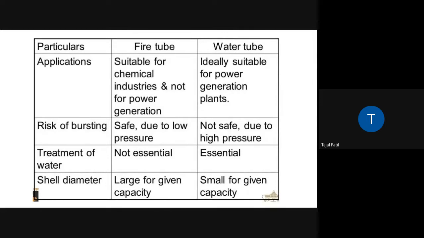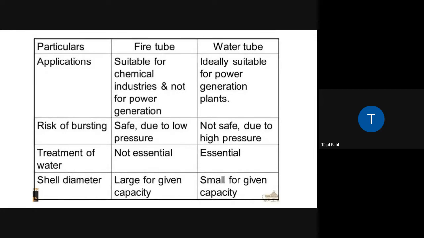Then next one, you can see the risk of bursting. As the pressure is not very high in the fire tube boiler, the risk is definitely less as compared to the water tube boiler. Of course, 16 bar is not an easy task either, but still comparatively it is less. Okay, then next, the water tube boiler is not as safe, because it has a very huge amount of pressure.